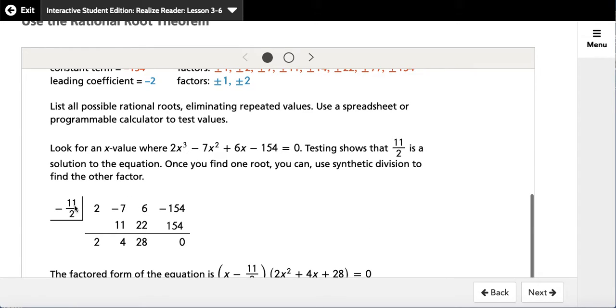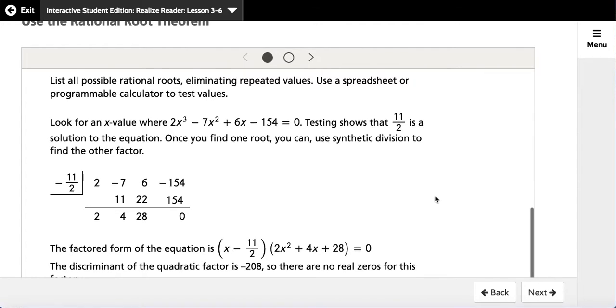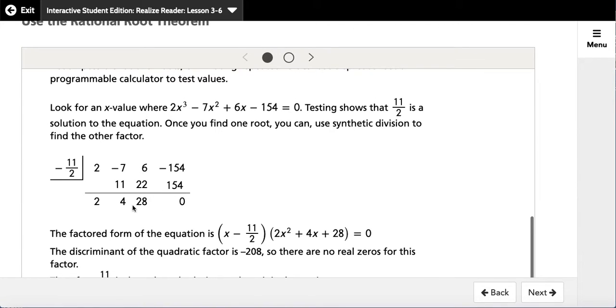So they plug in negative 11 over 2. Now they said 11 over 2 is a root, and now they wrote negative 11 over 2. I think they meant positive 11 over 2 here, because in synthetic substitution, when they bring down the 2 times 2, it comes out to 11. Negative 7 plus 11 is 4, times positive 11 over 2 would be 22. So they miswrote this again. This is the third mistake I found in this unit by them. Anyways, it comes out to 0. So yes, 11 over 2 is a factor.